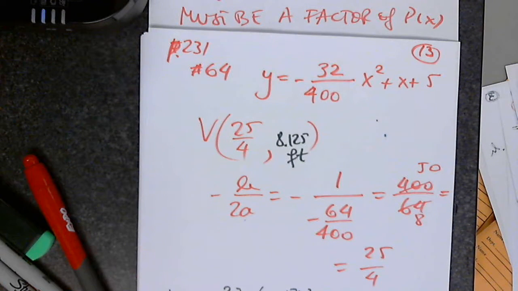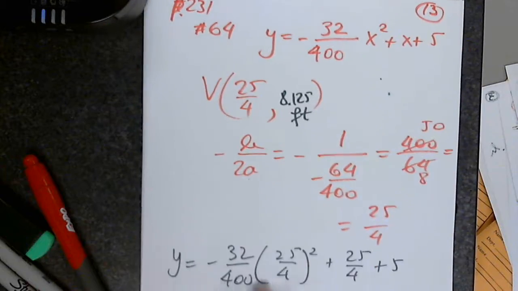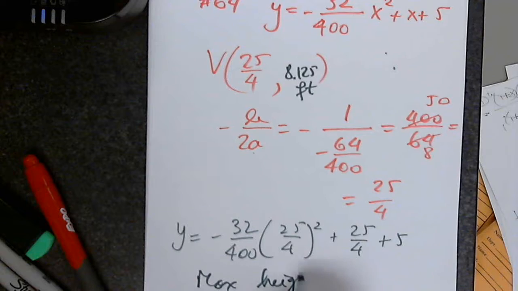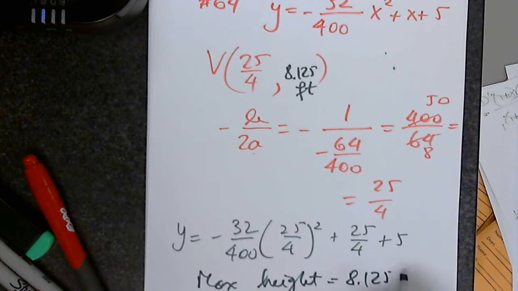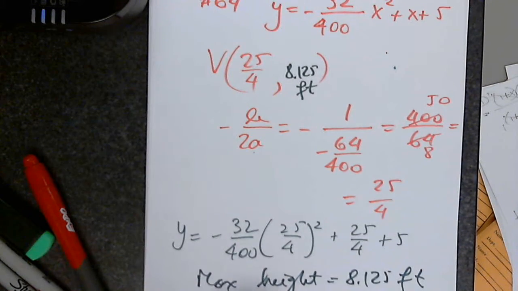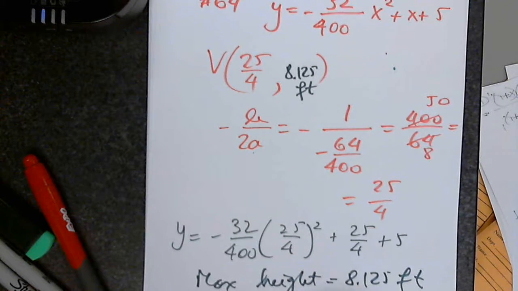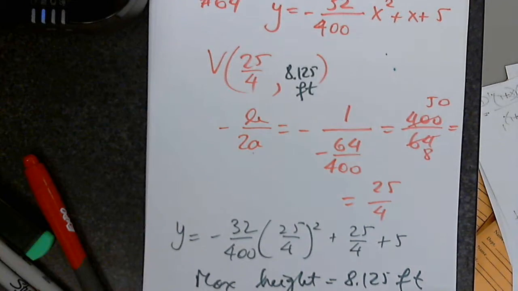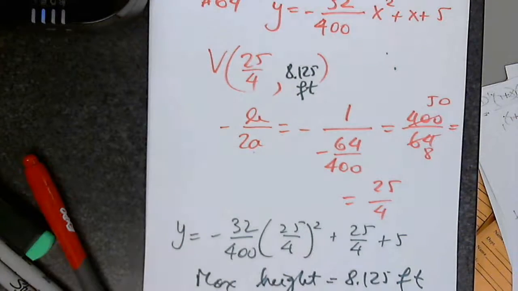Find the horizontal distance the ball has traveled when it hits the ground. I don't know why they put it in that order, because nobody can find y before you find x. I have no idea why. So what is part B? So this is part A. So maximum height is 8.125 feet. And what is the horizontal distance? 25 over 4 feet. They do that intentionally.